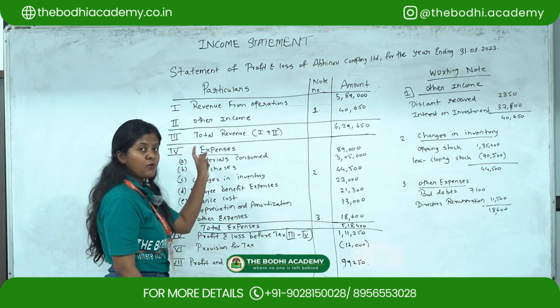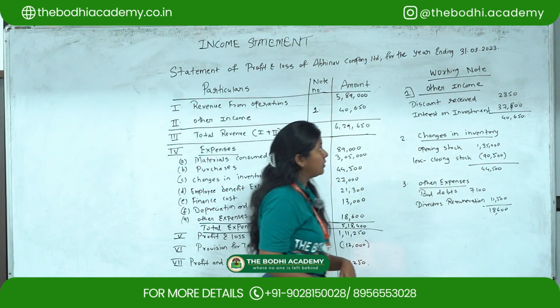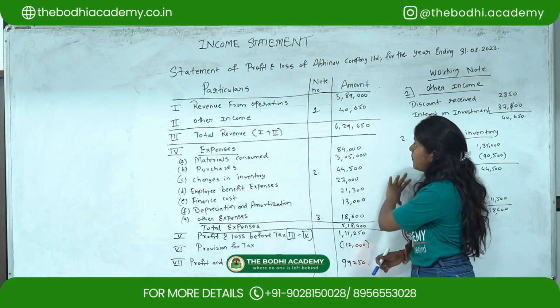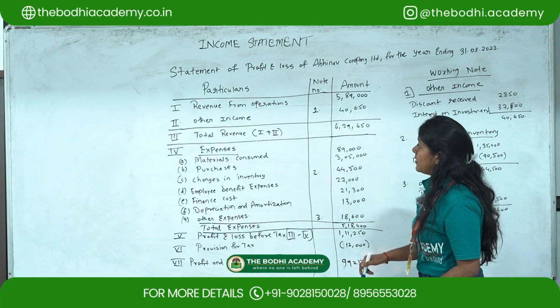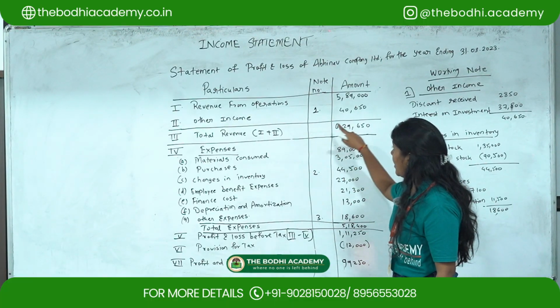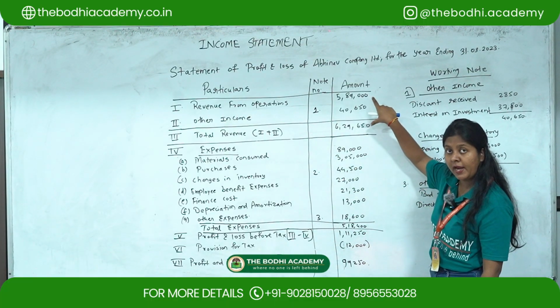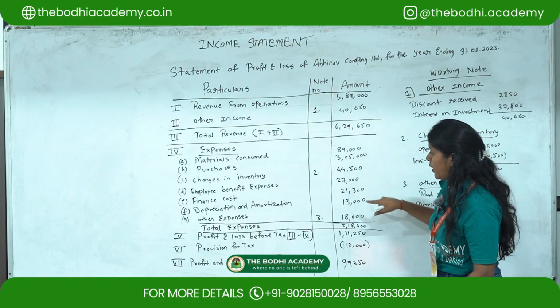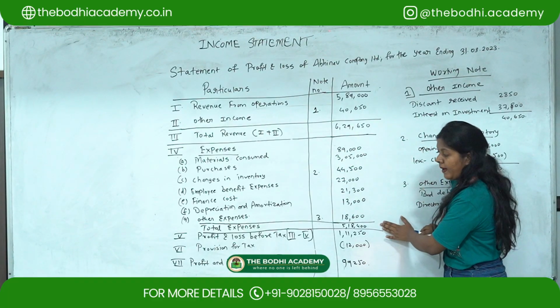Okay, so this is how you have to do the calculation. For whatever working note you have made, you have to put the note number. Then total revenue you have to add, the first part. Then whatever the expenses are there, that you have to minus.